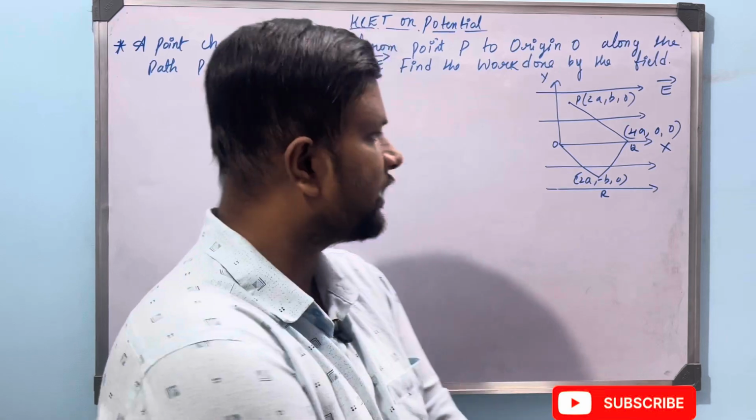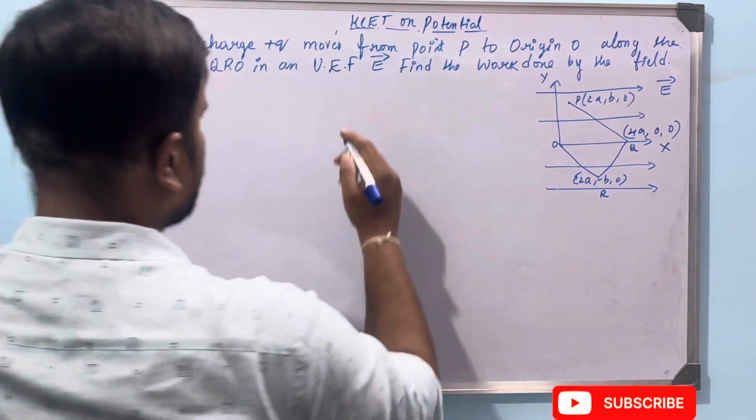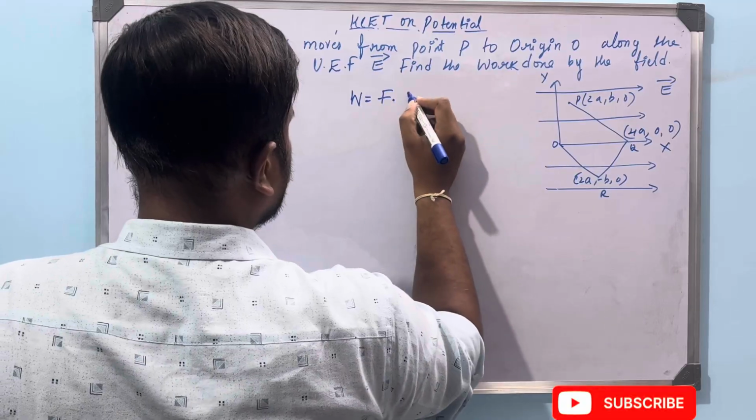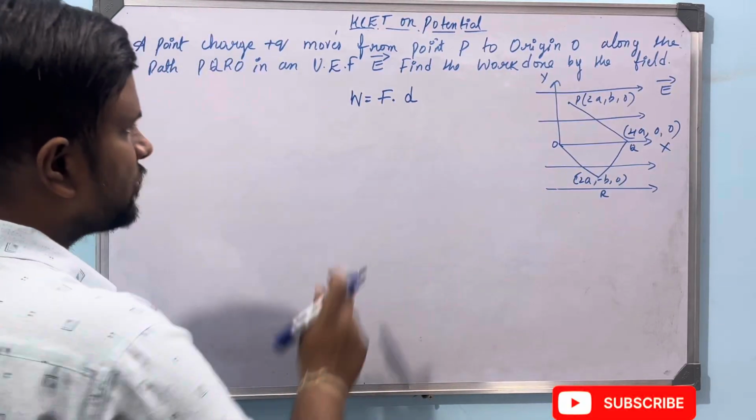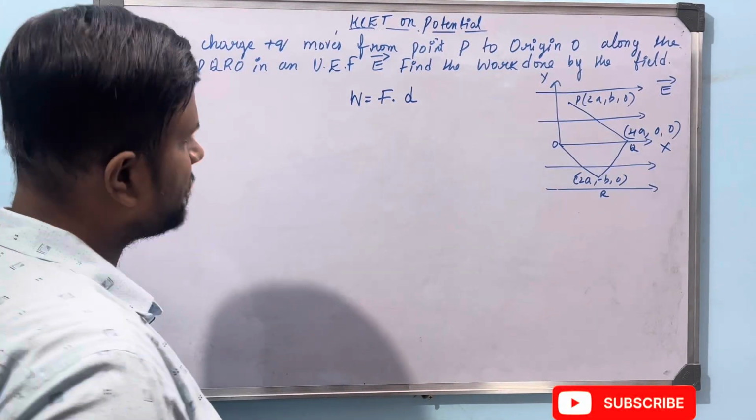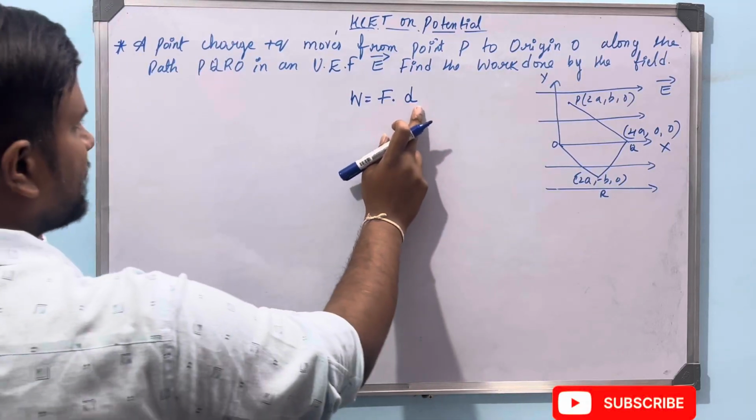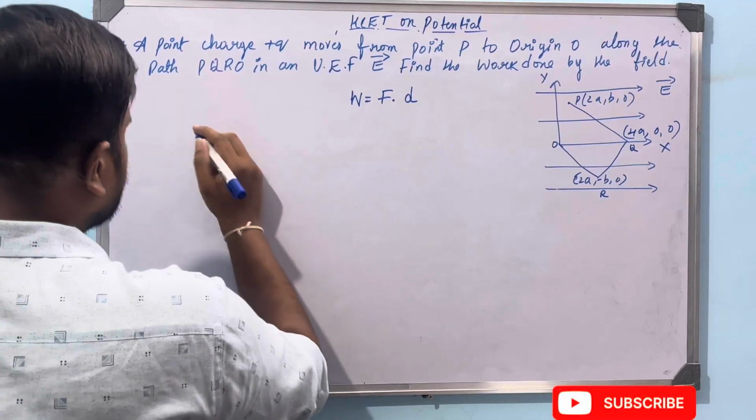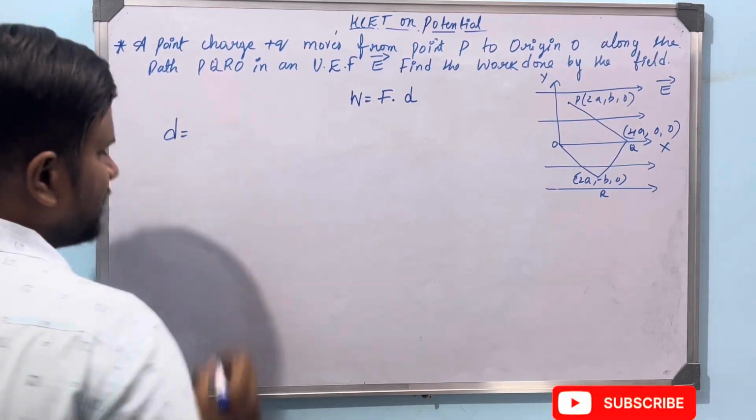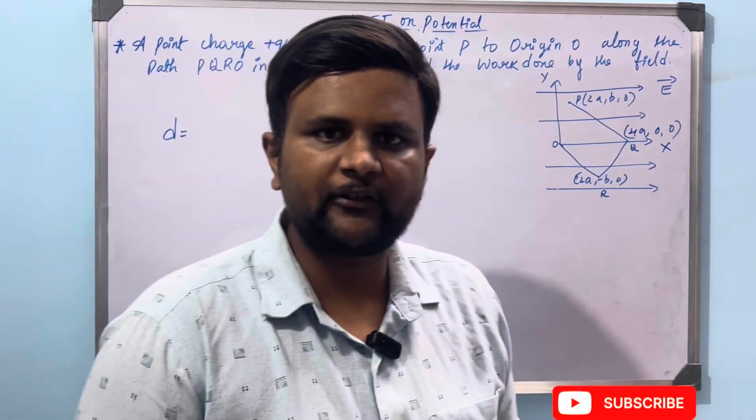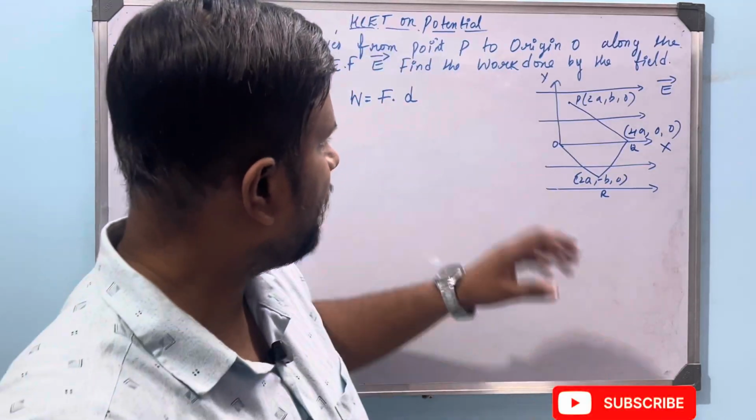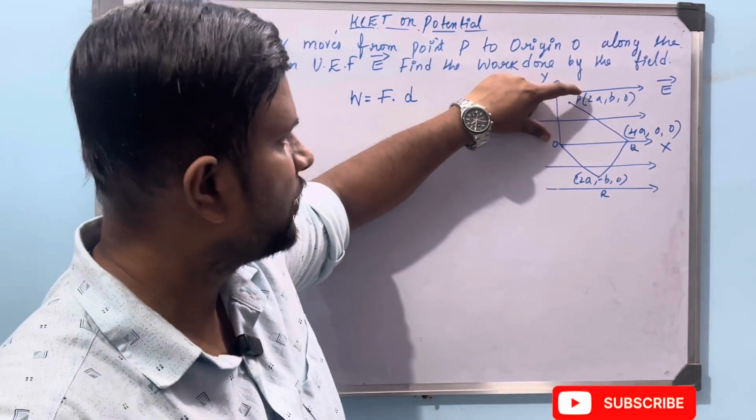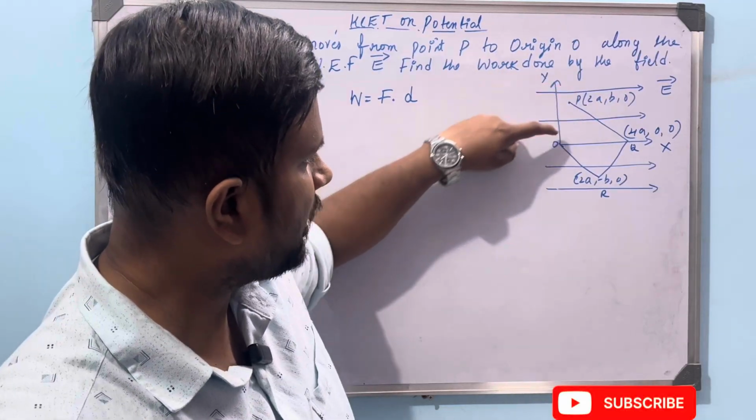So here I need to calculate the work done. What is the work done formula? Work done is force into displacement. It is a dot product, not a cross product. Here I need to calculate the displacement as well as the force. What is displacement? Displacement means the shortest distance between the two positions, right? This is the shortest path, between point P and point O.